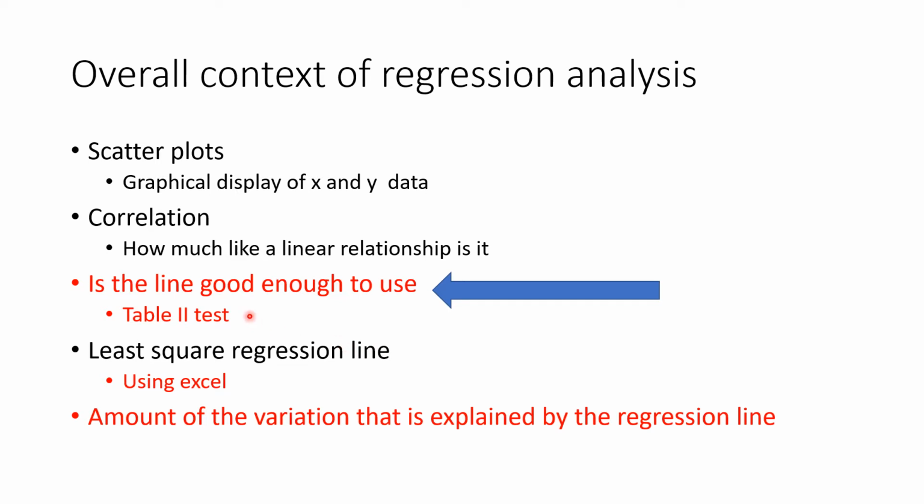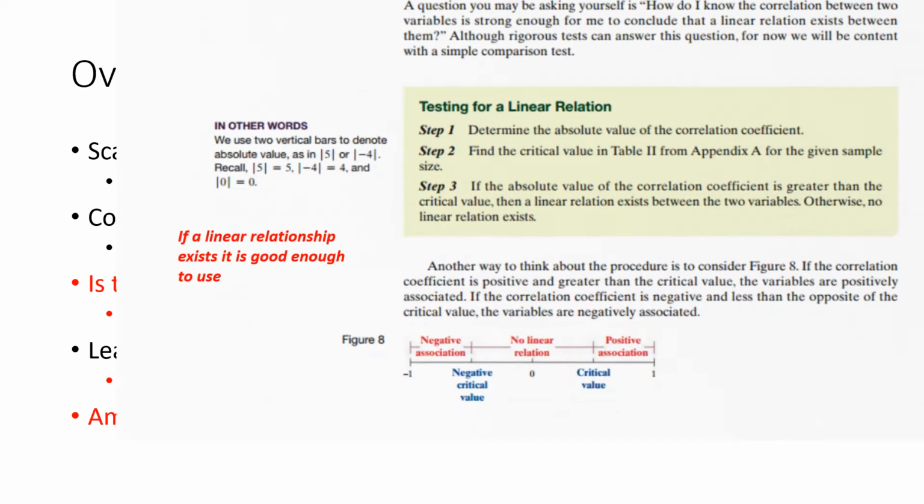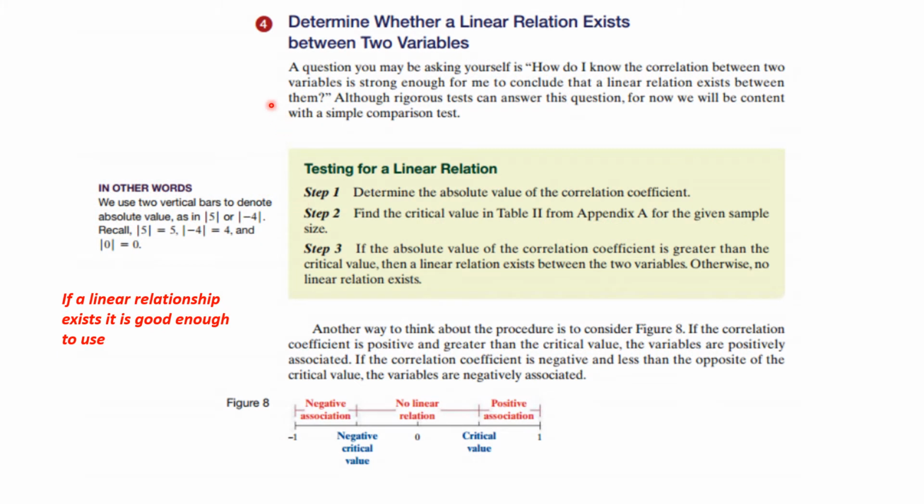Let's begin with a discussion of the question of, is a line good enough to use? And this is Table 2 test. So a question you may have been asking yourself is, how do I know the correlation between two variables is strong enough for me to conclude that a linear relationship exists between them? Although rigorous tests can answer this question, for now we'll be content with a simple comparison test.